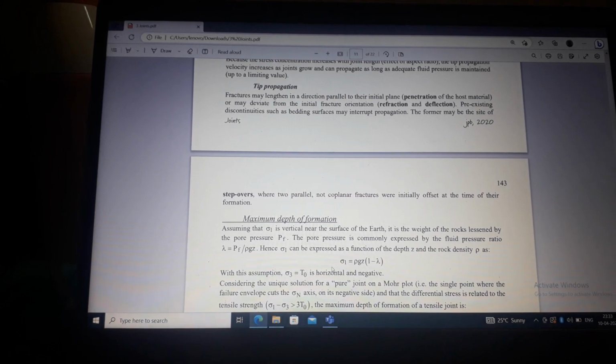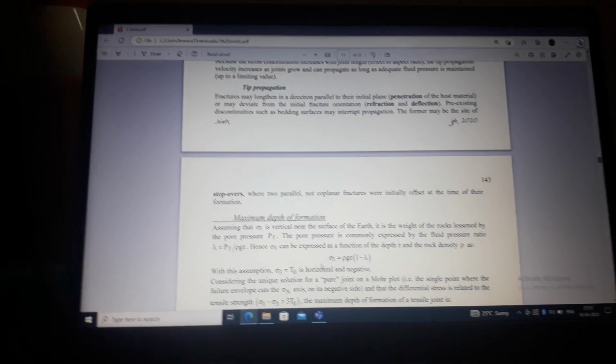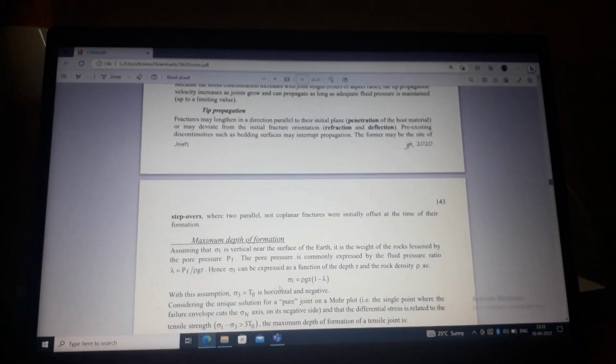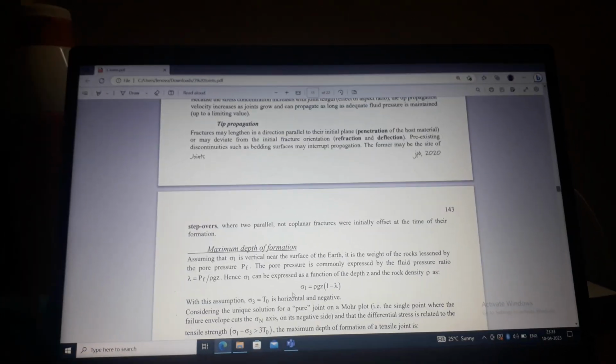Pre-existing discontinuities such as bedding surfaces may interrupt propagation. The former may be the site of stepovers, where two parallel, not coplanar structures were initially offset at the time of their formation. Maximum depth of formation.